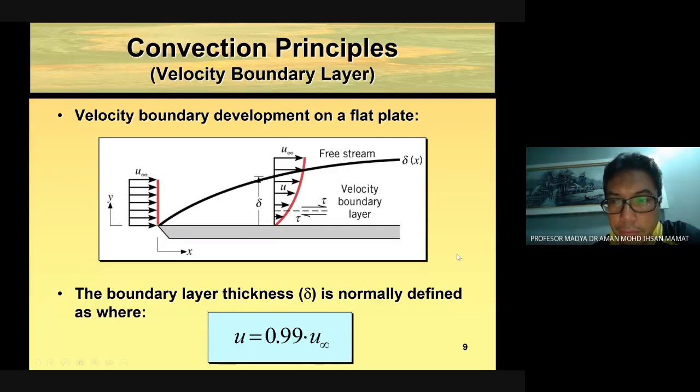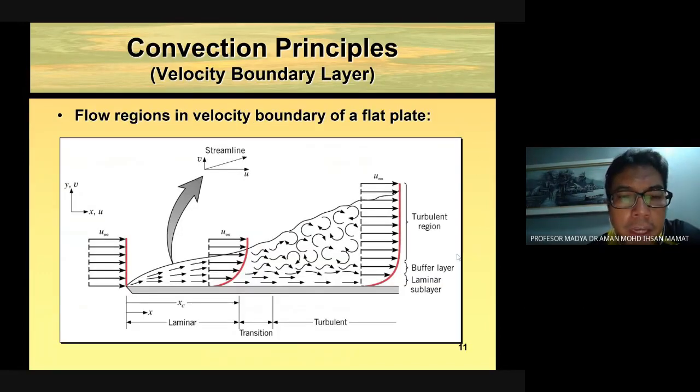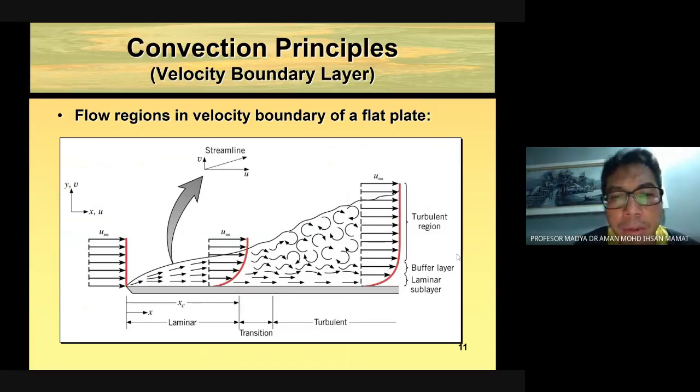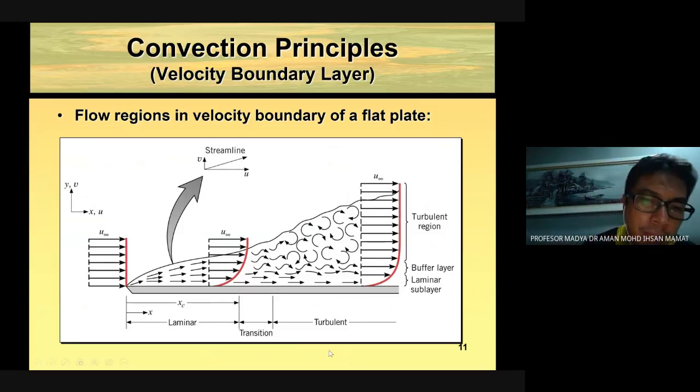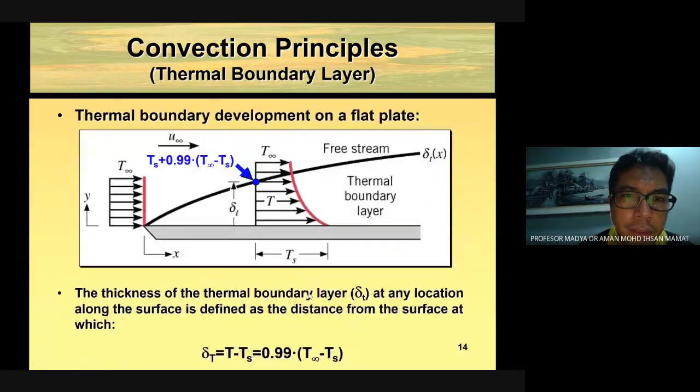Okay. So this is the development of the boundary layer region, and this is how we distinguish between the regions that you have in the boundary layer, where you have the laminar flow region, transition, and turbulent region. Okay, so saya skip laju kat sini.